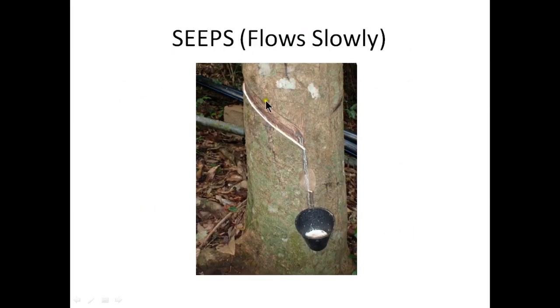This is the trunk of a special tree. This tree is actually giving us some latex. This latex seeps from the trunk or other parts of the tree, and that latex is collected into this bucket. So you can say the latex is seeping into the bucket. This latex is used to make rubber or other similar material.